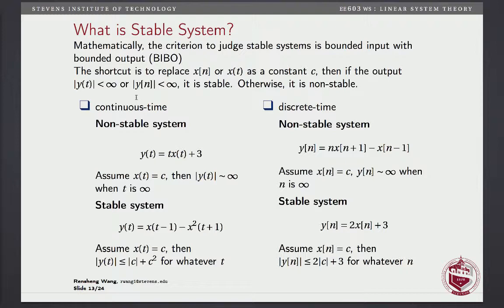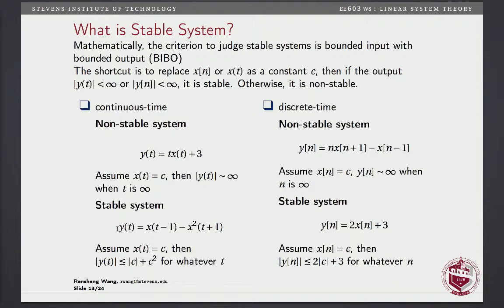Otherwise, it is non-stable. For example, take the output y(t) equals t x(t) plus 3. If I assume x(t), the input, is a constant, and you take the absolute value of the output, you will find that it approaches infinity. Why? Because x(t) is c, but t can be as large as you like. If t is infinity, the output is also infinity. So this is a non-stable system.